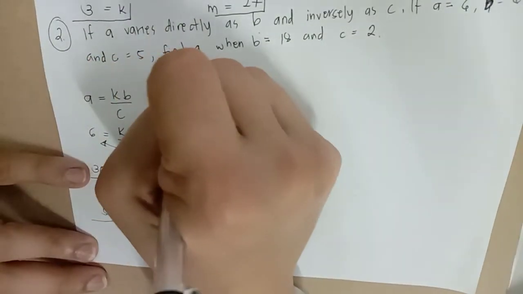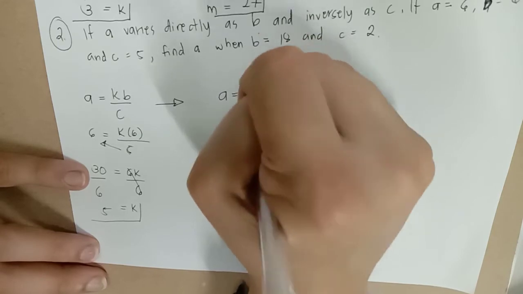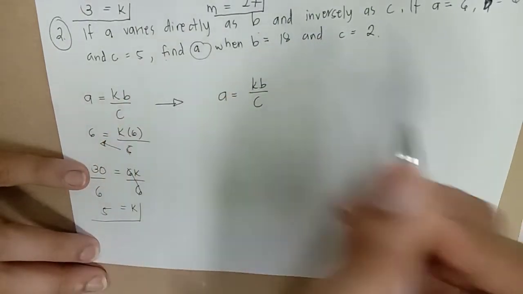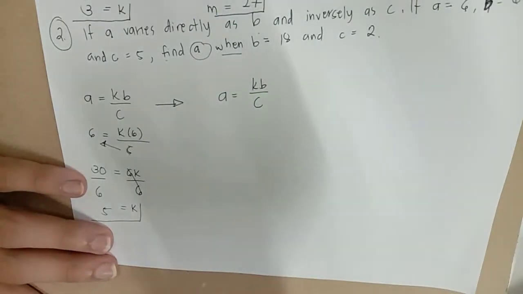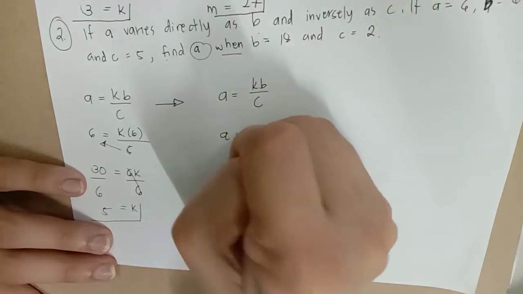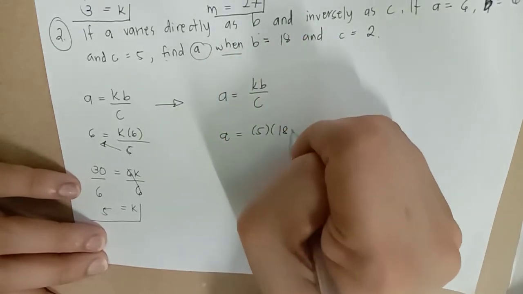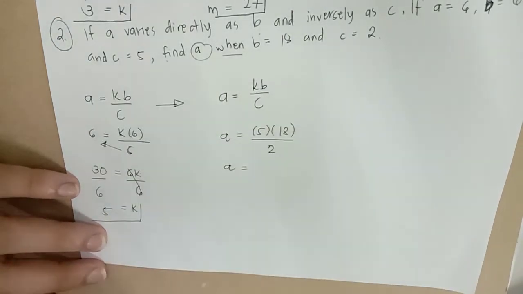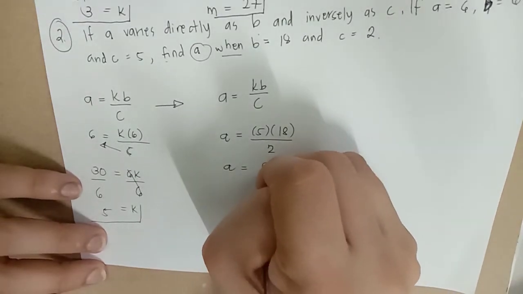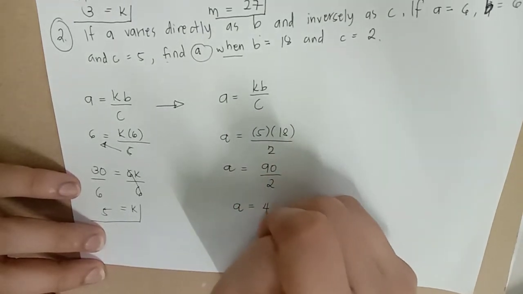Alright? So, using pa rin po yung same formula which is A is equals to KB over C. Ang sabi naman po is find A. So, si A naman po ang nawawala. When B is 18 and C is 2. So, yan pa rin po. A is equals to, K natin is 5. Ang B po natin is 18. Di-divide lang po natin kay 2. So, A is equals to 5 times 18. Ang sagot po ay very good. 90 divided by 2. So, our A is equals to 45.